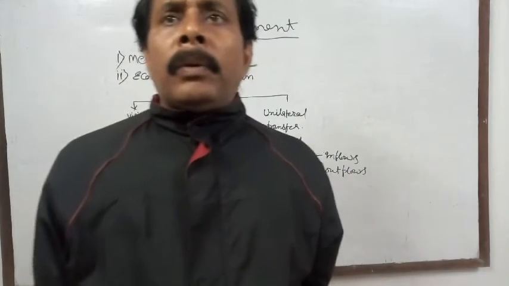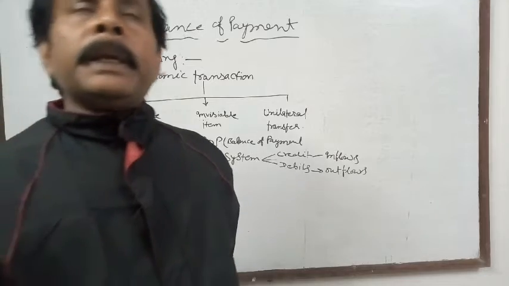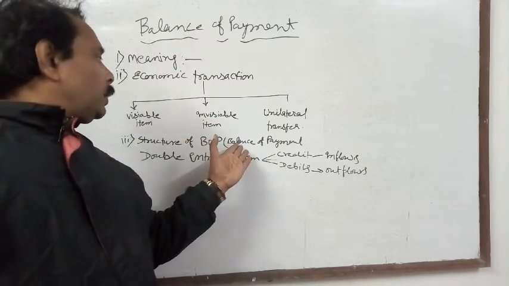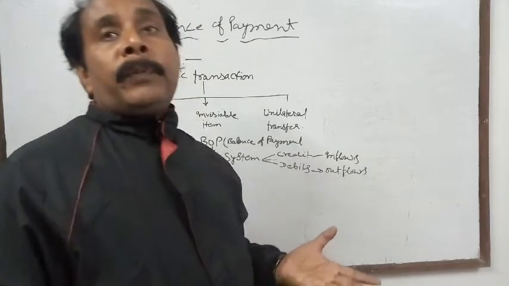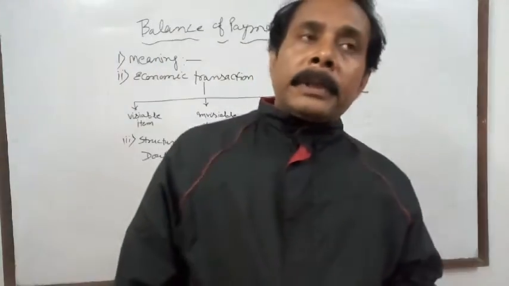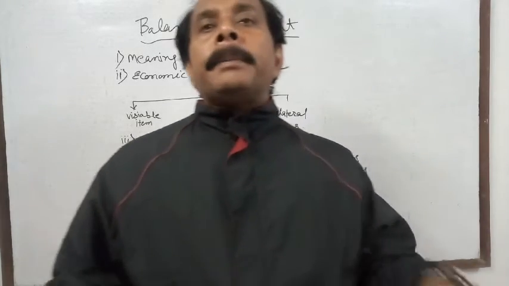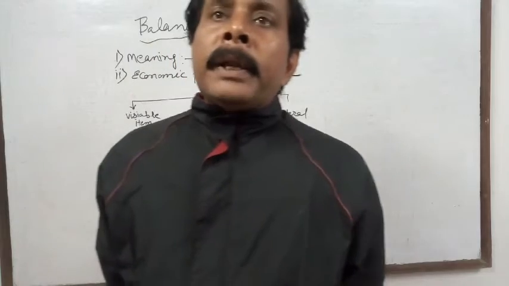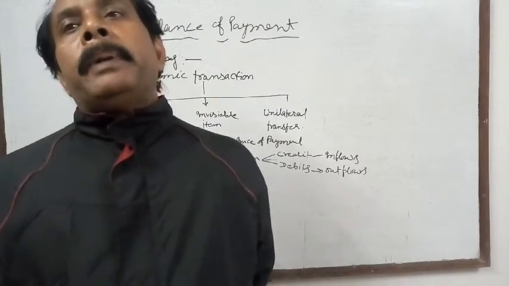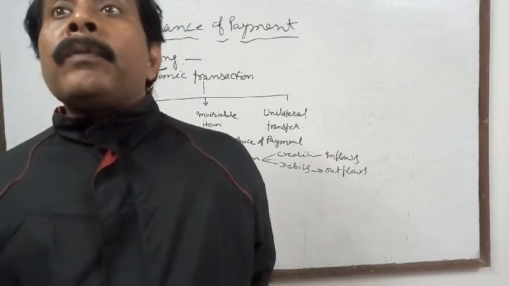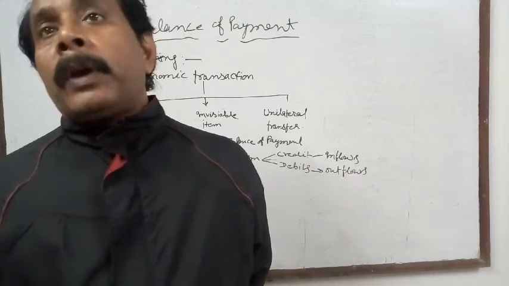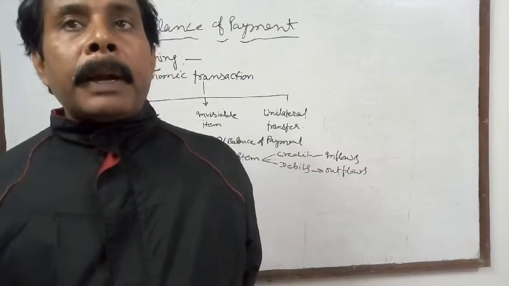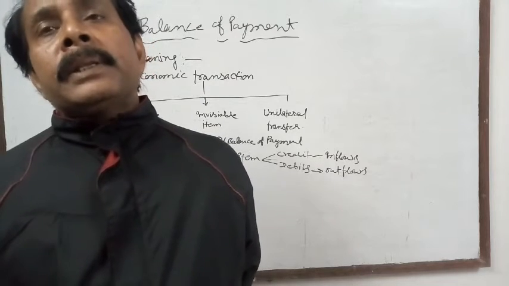Okay, now BOP need not always be equal. No doubt we say that the BOP is balanced, but really it is not balanced. Sometimes we face a surplus BOP, sometimes we face a deficit BOP, and sometimes it is balanced. Is it clear? So first, balanced BOP: always remember in your mind, when receipts of foreign exchange are equal to payments of foreign exchange, then it is known as balanced BOP.